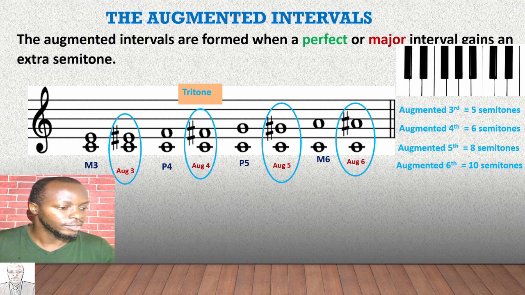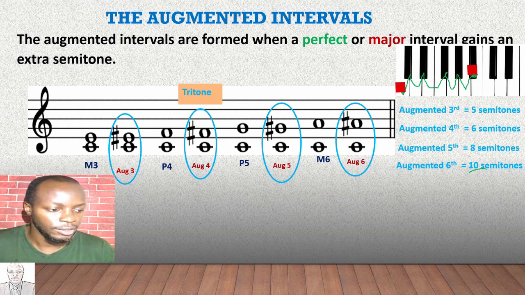Okay, and that's now the augmented sixth. That is from C to A sharp. Alright, let's see the number of semitones between them. 1, 2, 3, 4, 5, 6, 7, 8, 9, and 10. So it has 10 semitones between C and A sharp, which is augmented sixth, right?